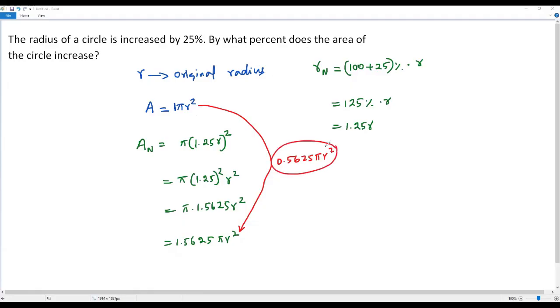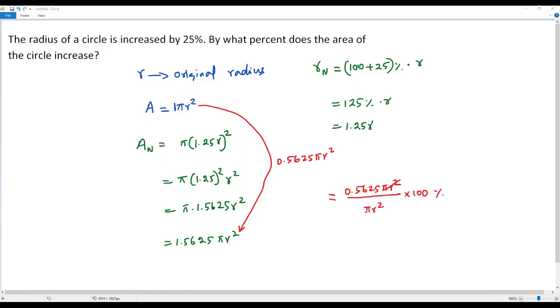Okay, now to get this increment as percentage, we have to write the actual increase in the numerator, that is 0.5625 pi r square. And it has to be divided by the starting value, that is the original area 1 pi r square, or just pi r square. And it has to be multiplied by 100 to get the value as percentage.